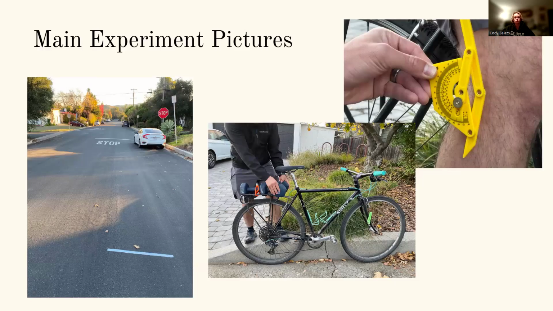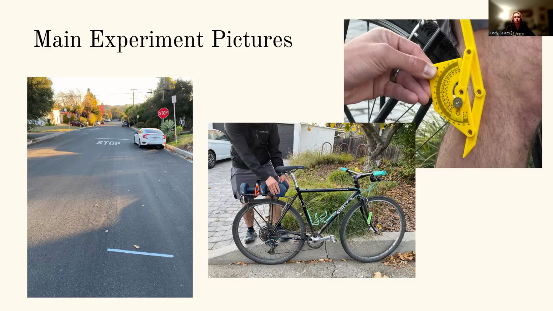And here's a few pictures from our main experiment. The first picture on the left shows where we did our experiment. It was a hill, about a 3%, 4% incline, and it was 20 yards. We started at that stop sign at the bottom of the hill and ended at the tape line at the top. The middle picture is Aaron's bike, which we used for the trial.